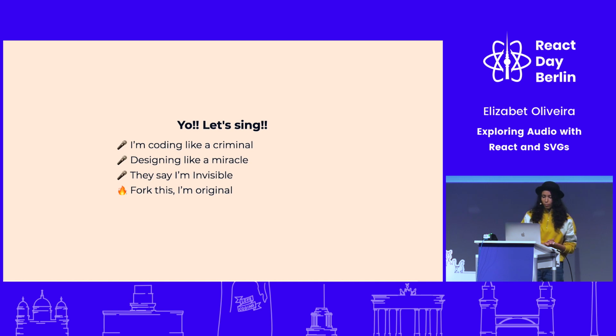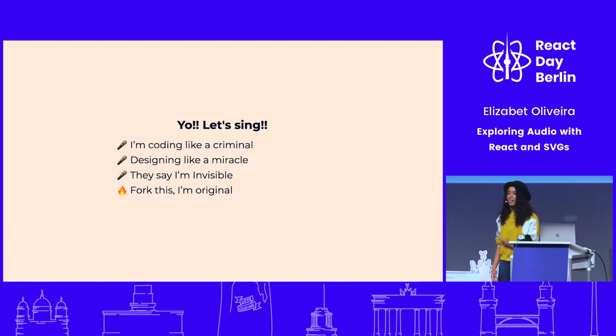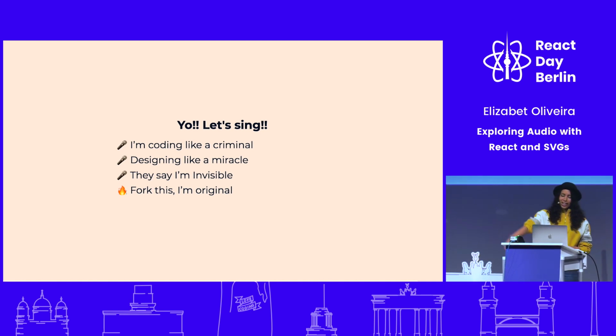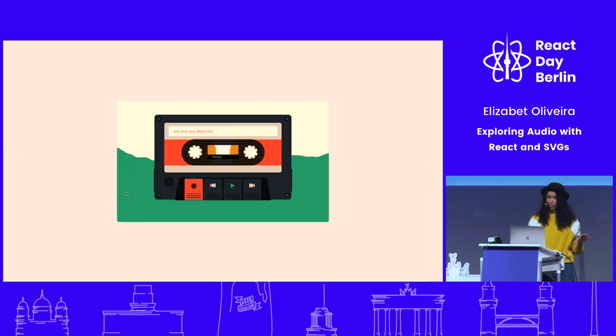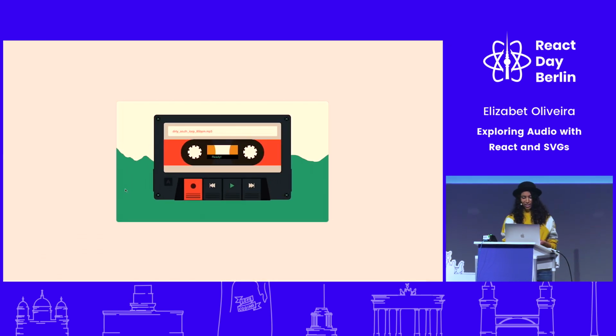So let's try it. I'm coding like a criminal, designing like a miracle. They say I'm invisible. For this, I'm original. Let's go again. I'm coding like a criminal, designing like a miracle. They say I'm invisible. For this, I'm original. Okay. Now let's see with the beat.